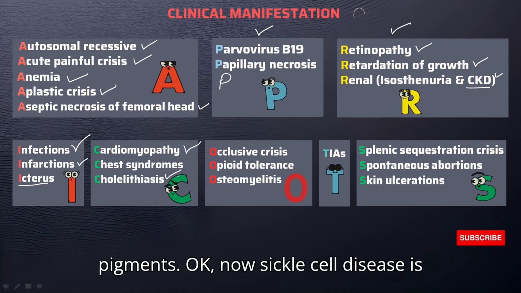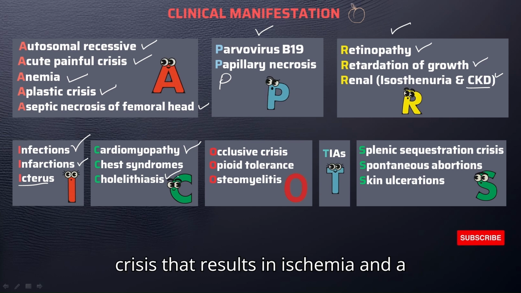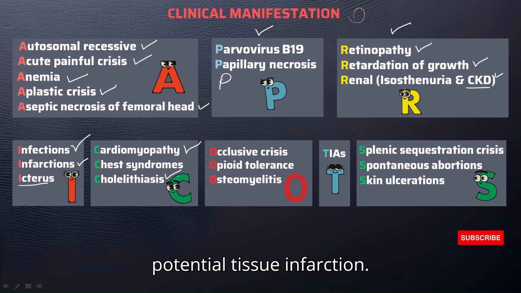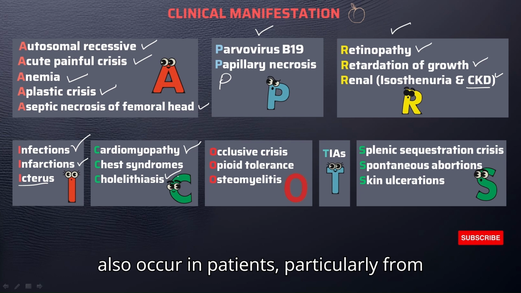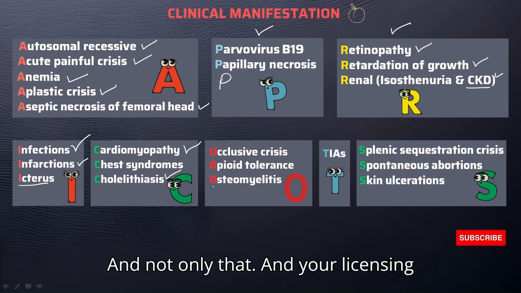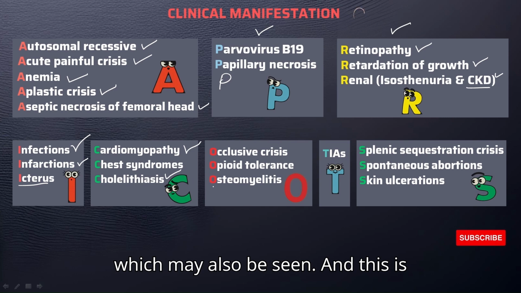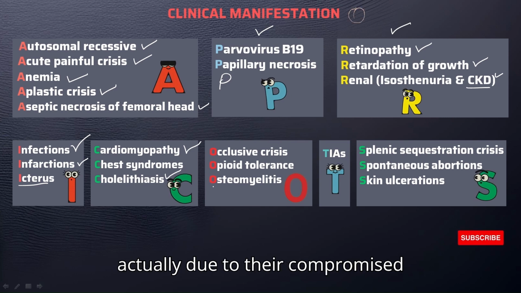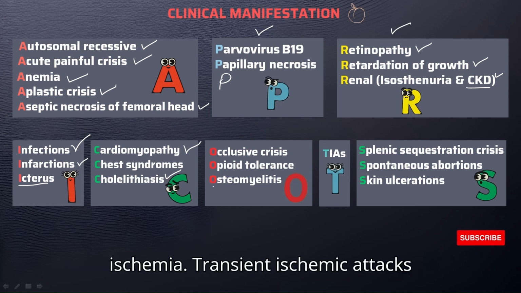Now, sickle cell disease is also characterized by painful occlusive crisis that results in ischemia and potential tissue infarction. Now, osteomyelitis, I want to mention, may also occur in patients, particularly from pathogens like Staphylococcus aureus. And not only that, your licensing exams may also ask you for Salmonella, which may also be seen. This is actually due to their compromised response and the propensity for bone ischemia.